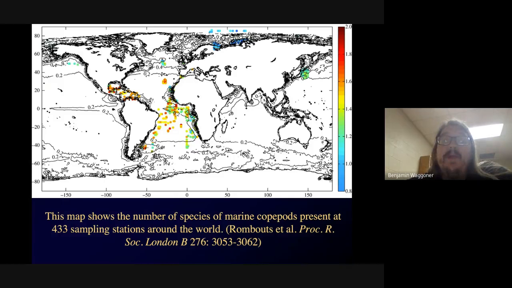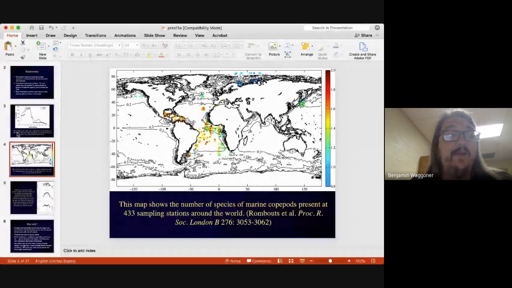This is data on marine copepods. You might remember that those are little roughly millimeter-sized crustaceans, little shrimp relatives. And each one of the colored dots on the map is the number of species of marine copepods that were found at 433 sampling stations, some of them on the coast, some of them visited by ships. So those colorful dots in the middle of the ocean are places where some ship stopped and took a water sample and collected a whole bunch of copepods and sailed on.